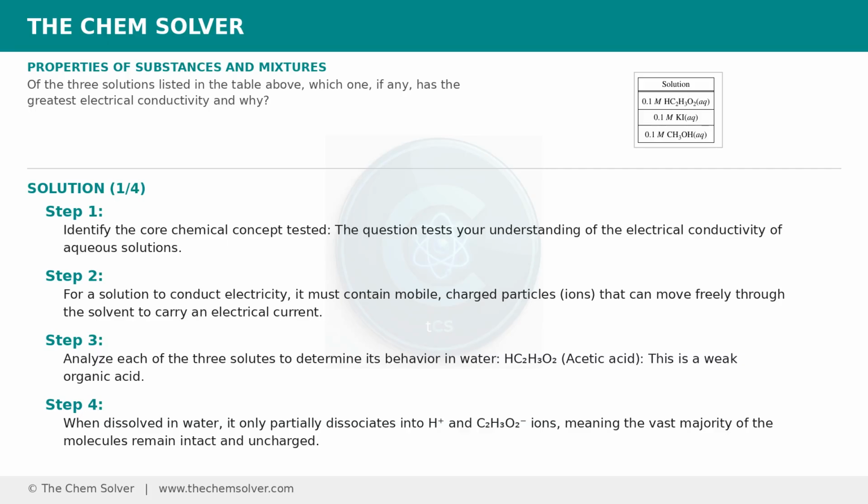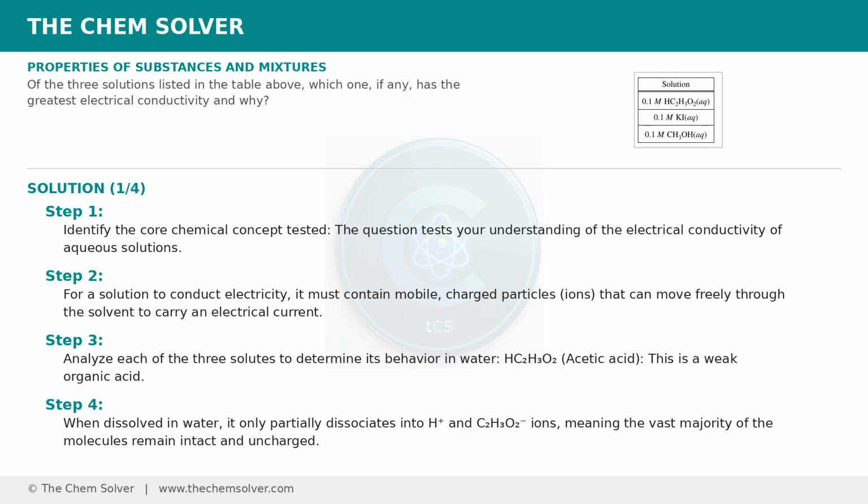Identify the core chemical concept tested. The question tests your understanding of the electrical conductivity of aqueous solutions. For a solution to conduct electricity, it must contain mobile, charged particles, ions, that can move freely through the solvent to carry an electrical current. Analyze each of the three solutes to determine its behavior in water.